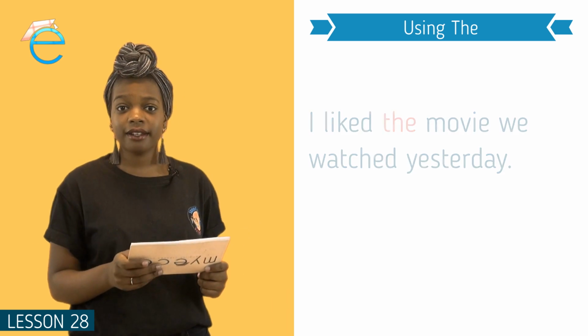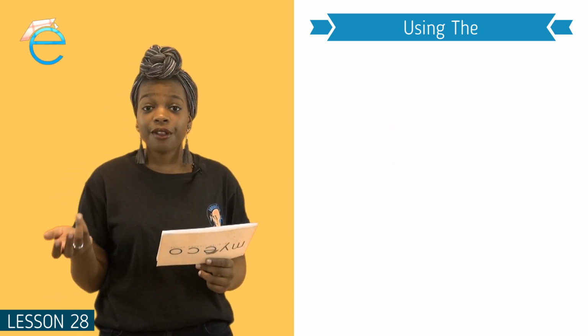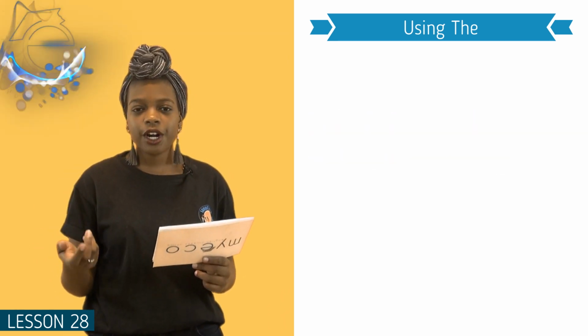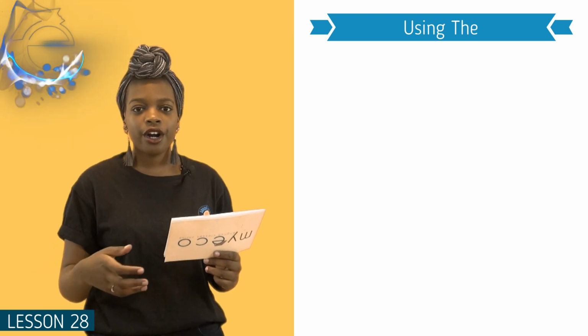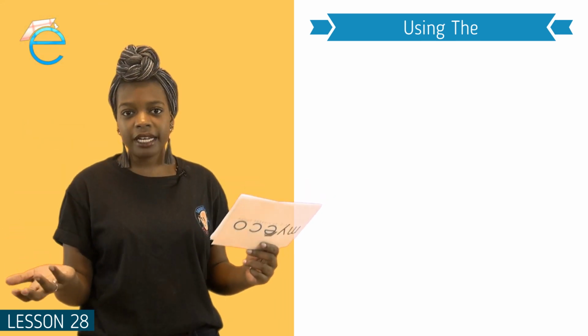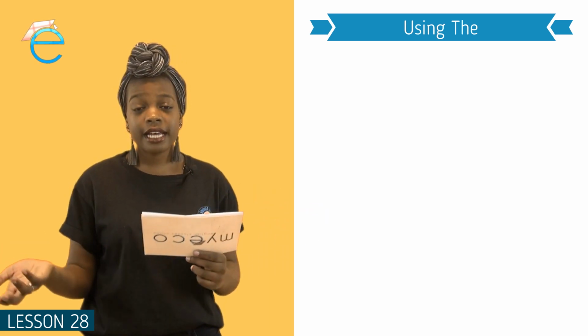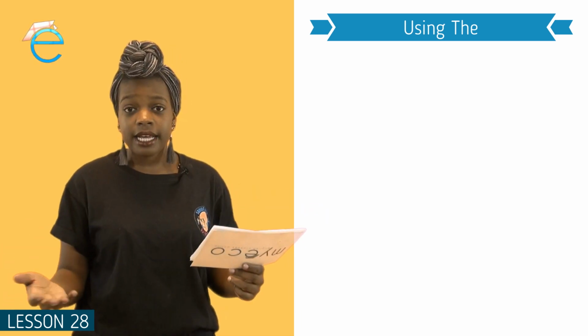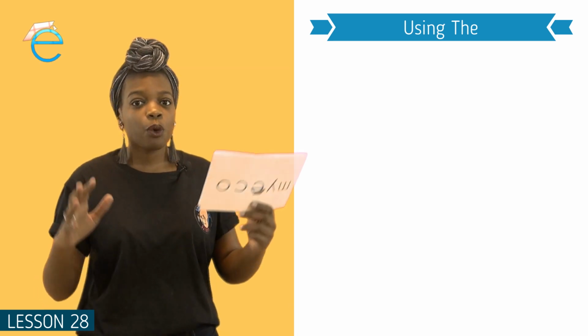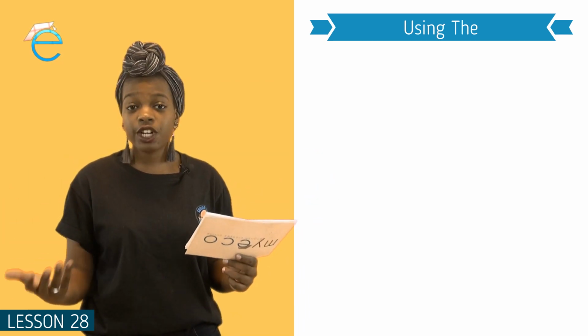So, it's specific. We also use the article the for situations that are unique, for things that exist one in a million or one in the universe. For example, the earth or the sun or the president. These are things that you find one in the whole world or one in each country.